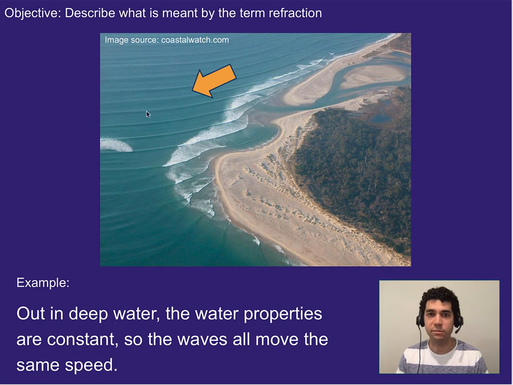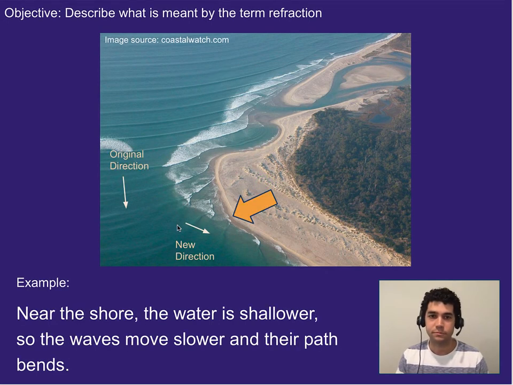And that's because the properties of wave travel are different for deep water versus shallow water. In fact, the waves travel slower in shallow water. And so as a result, it's going to bend towards the coastline there. So here we have the original direction of the wave, and then we have the new direction of the waves because we're looking at all the crests. And so we can see that its path bent because it moves slower in shallower water.